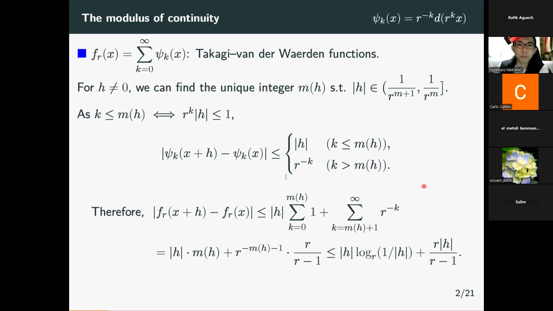Sorry, I have a question. You affirm that for all h not equal to 0, there exists an integer m such that h is between these two values. But if I choose h, for example, equal to 4, and r equal to... I cannot obtain this value, no? Yes, h needs to be sufficiently small, such that it is less than 1 over r. Okay, for example, yes.